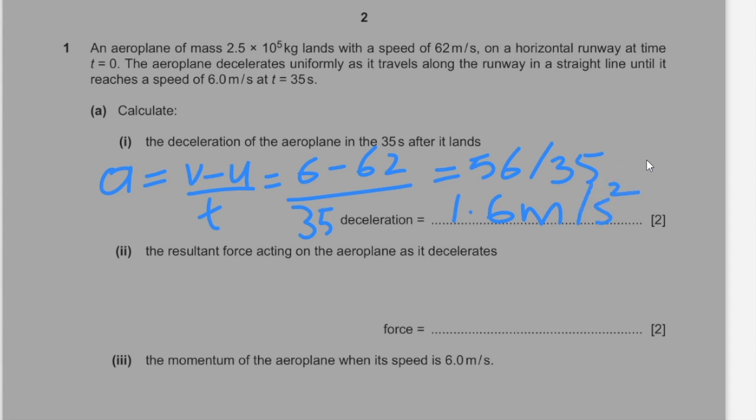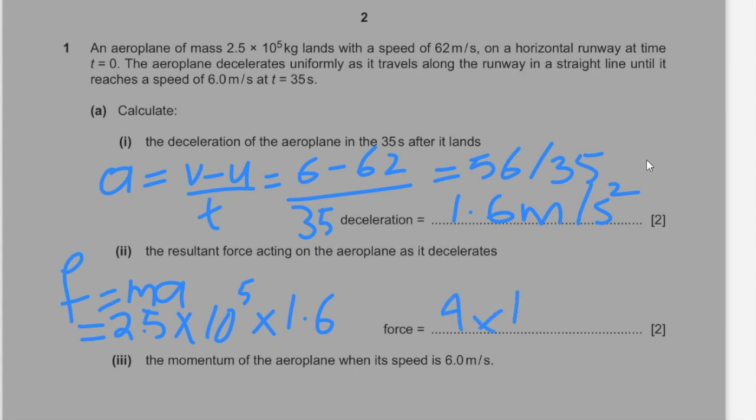2. The resultant force acting on the aeroplane as it decelerates. So force is equal to mass times acceleration, which is given in the question as 2.5 × 10^5 kilograms times the acceleration calculated, 1.6, and that is equal to 4 × 10^5 newtons.